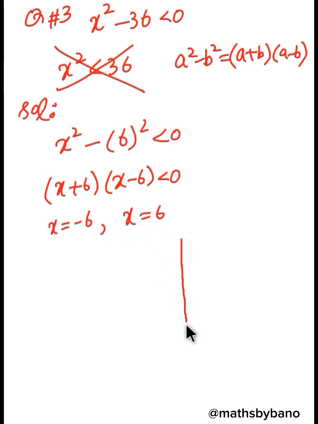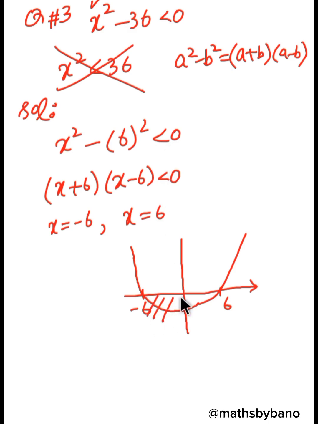Next step, we will draw the graph. Now mark minus 6 and plus 6, minus 6 here and plus 6 here. Then we need to look at the original question. Here the coefficient of x square is positive, so this means that the graph is going to be a happy face parabola. Okay, now less than 0 means that we need to shade the region which is below the axis. So this is the region which is below the axis, and for this region we need to write the final answer. So we can see that the shaded region is from minus 6 to 6, so the answer is minus 6 is less than x is less than 6.